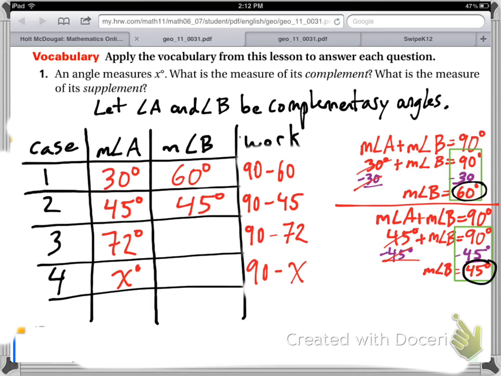Okay. And now for case 3, we can simplify 90 minus 72. That can simplify to 18. There's nothing I can do to simplify 90 minus x. So that's just the final answer: 90 minus x degrees. So then you would want to think about the same thing, but for the supplement. If you need to look up supplementary angles in the back of the book, you can do that so that you know what that means and how it will change the problem. So that's the part 1, and then you need to do part 2.